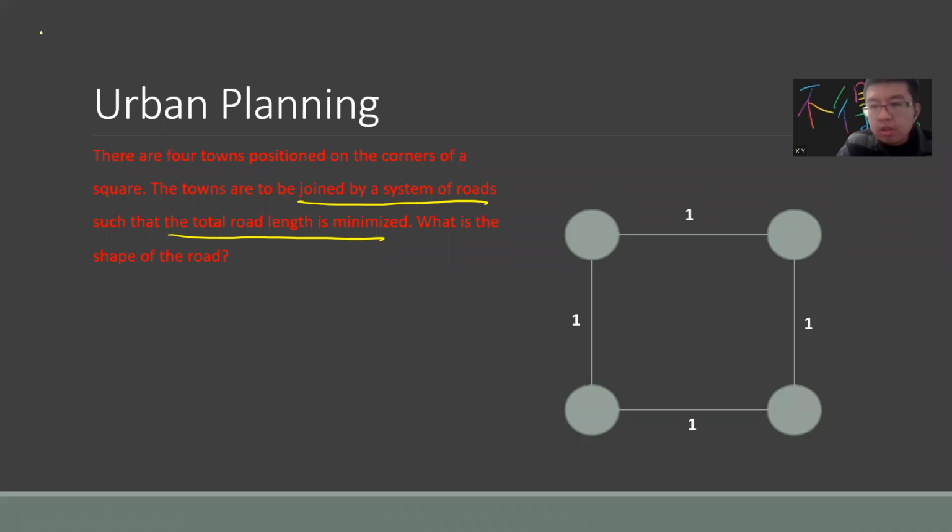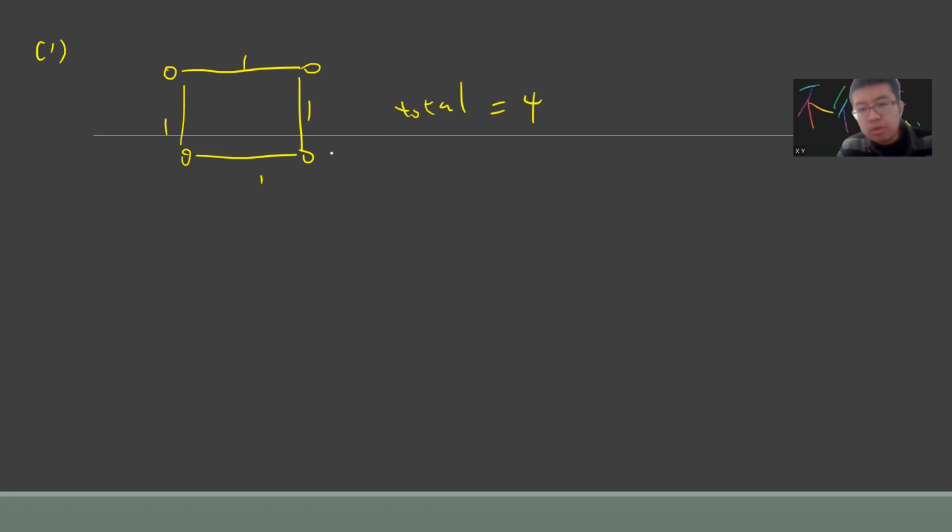So the naive idea is really trivial, right? If you have four towns, with sides all one, then I can just build a road system like this. So it's 1, 1, 1, 1, so the total will be 4. Okay, you see this? This is an obviously bad idea.